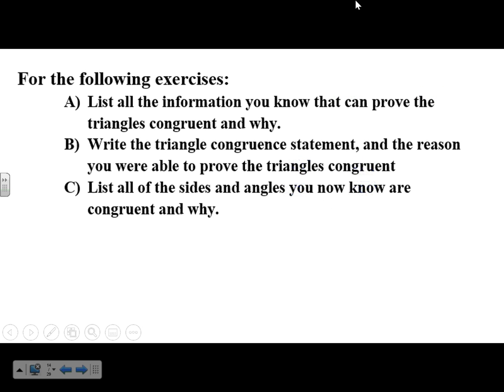Now for the next ones, we need to do three things, but it's the same three things we've been doing. First off, list all the information that you know that you can use to prove the triangles congruent, and why. So the first step is doing stuff like vertical angles and the reflexive property, the stuff we need to get us started on part B, where we know the triangles are congruent. So in part B we write the congruent statement and we say why. And then C is list all the other sides and angles. So it's the same thing we've just been doing. And then it says "and why," which is always going to be CPCTC for this lesson.